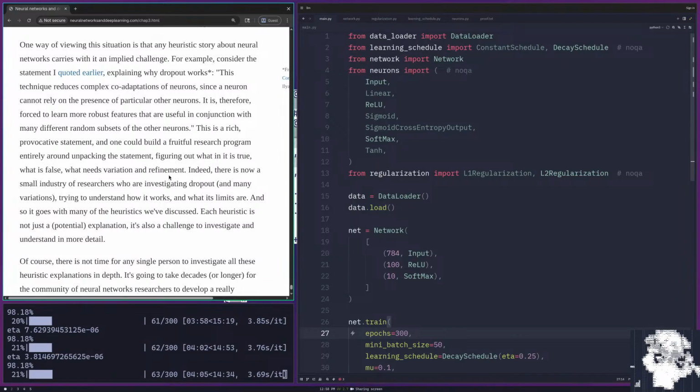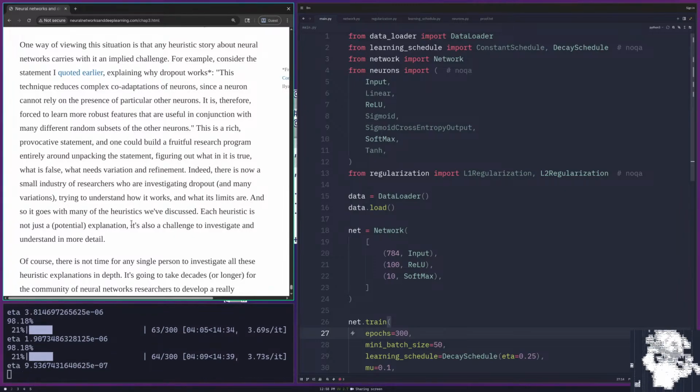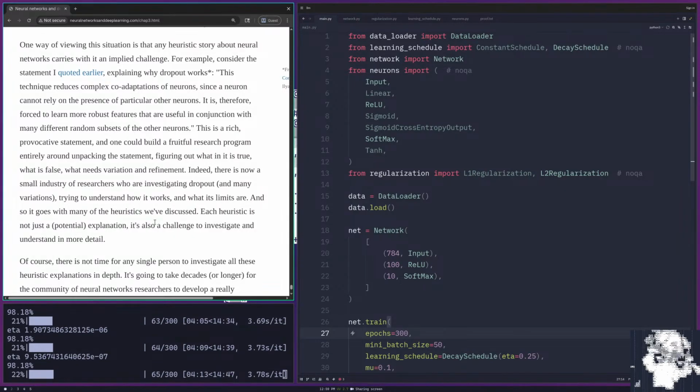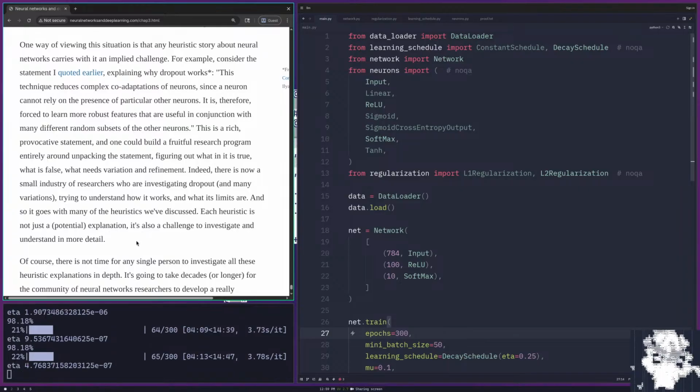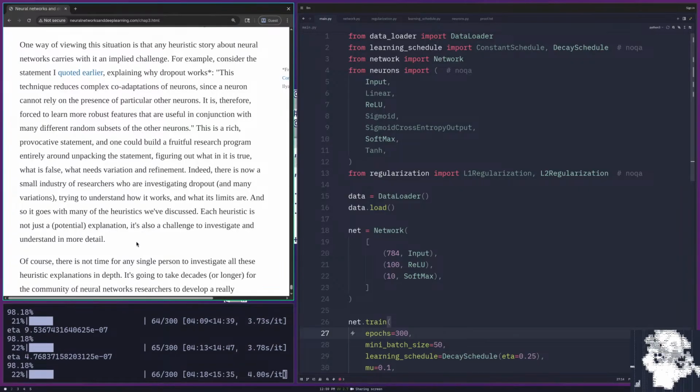Indeed, there is now a small industry of researchers who are investigating dropout and many variations, trying to understand how it works and what its limits are. And so it goes with many of the heuristics we've discussed. Each heuristic is not just a potential explanation, it's also a challenge to investigate and understand in more detail.